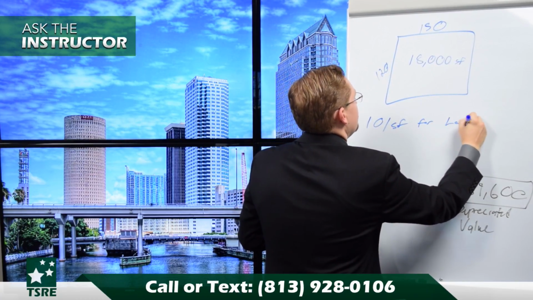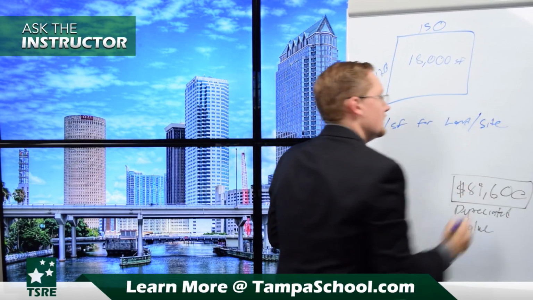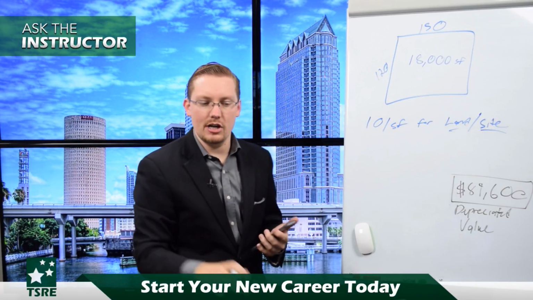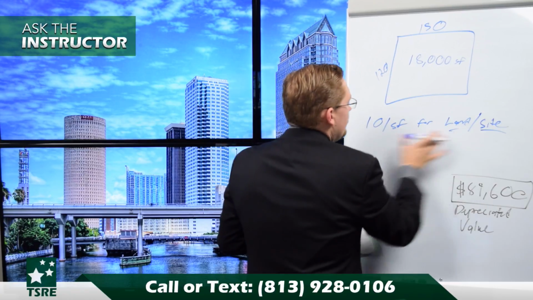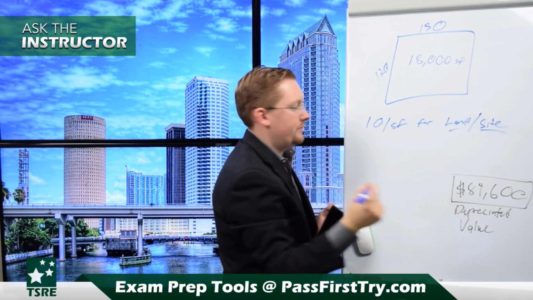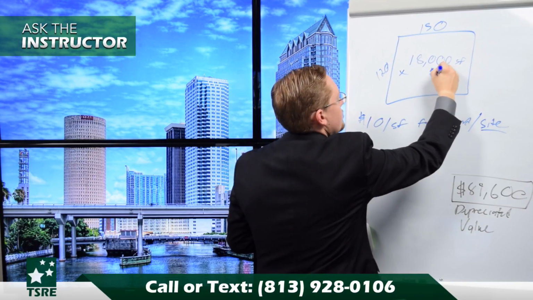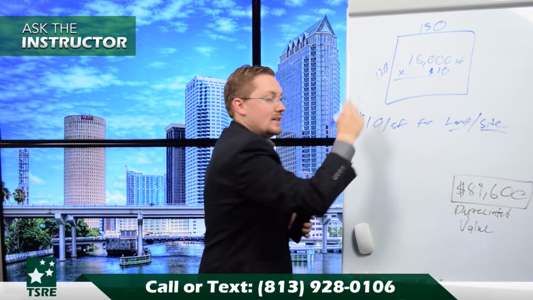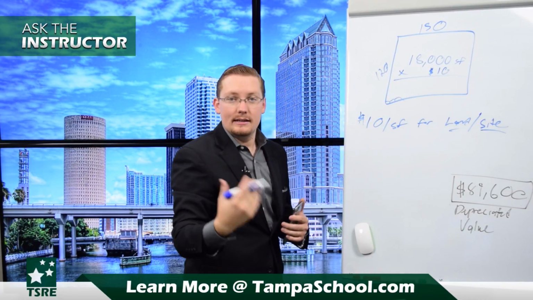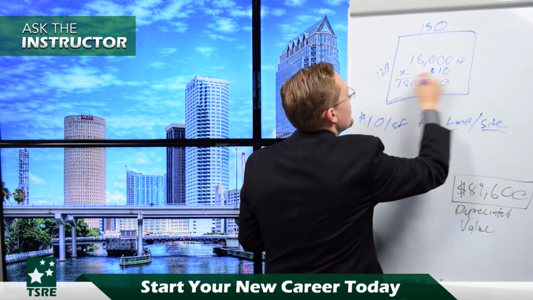Let's say it's $10 a square foot for the land. You might also see the land called the site. Land and site basically mean the same thing. The site that we're building on or the land that we're building on, you can see how they're interchangeable. So we've got $10 per square foot for the land, and it's 18,000 square feet. So we take this and multiply it by our $10 per square foot, because each one of these square feet costs us $10, and we've got 18,000 of them. Multiplying those together, we end up with $180,000.